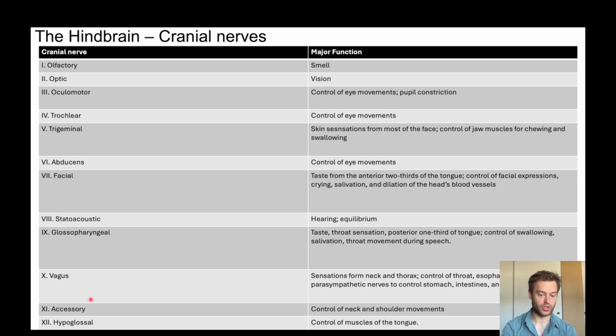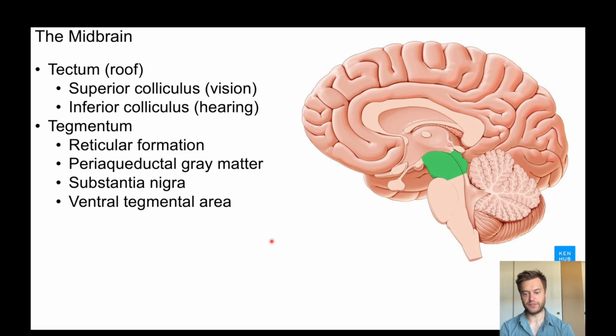We have cranial nerve 11, which is control of the neck and shoulder movements, and then cranial nerve 12, hypoglossal, which is control of the muscles of the tongue. So you have 12 cranial nerves. You're not going to need to memorize all these, but it's just a few things that I focused on.